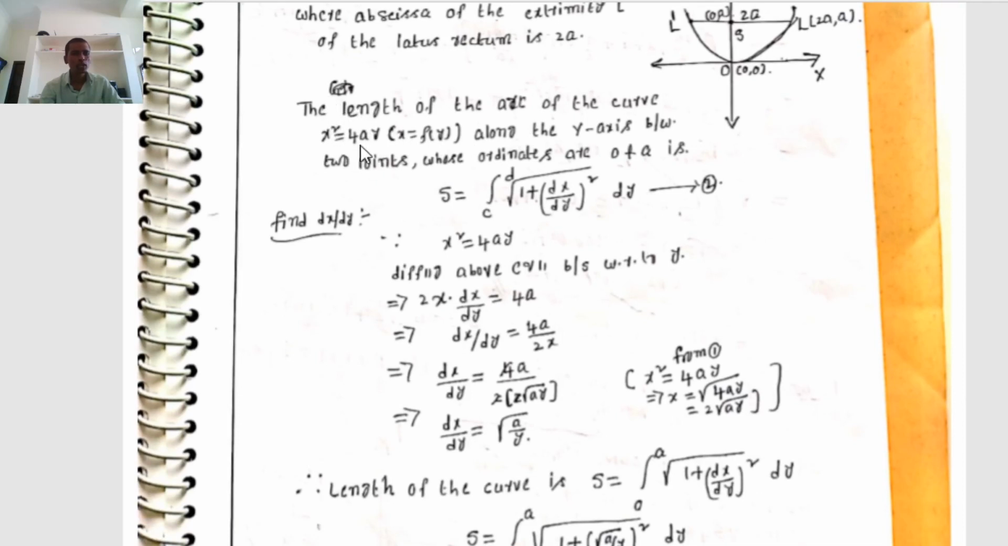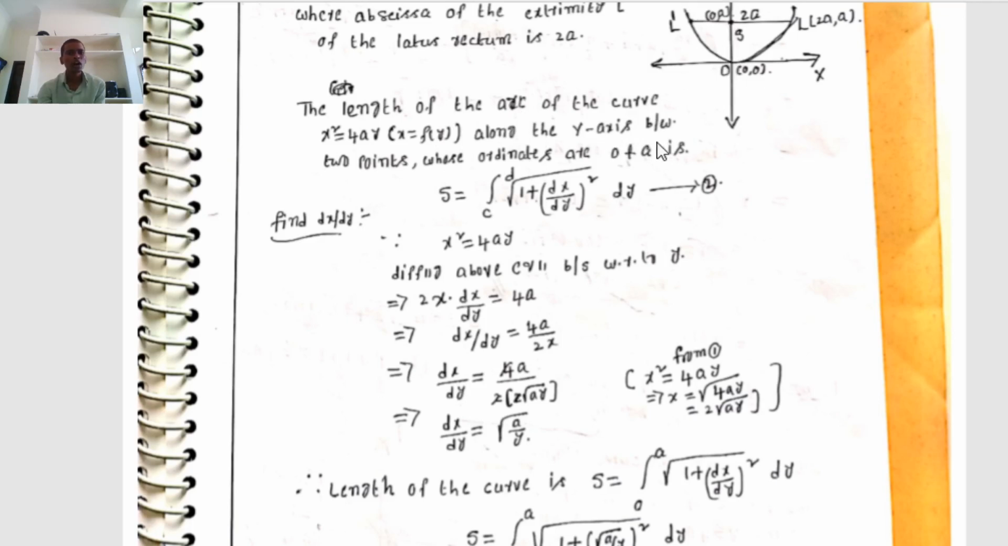Therefore x square equal to 4ay is the equation of the curve in Cartesian form, that is x equal to f of y, in terms of x equal to f of y along the y-axis. Therefore we have to find out the length of the arc of the curve x equal to f of y along the y-axis between the y limits 0 to a.